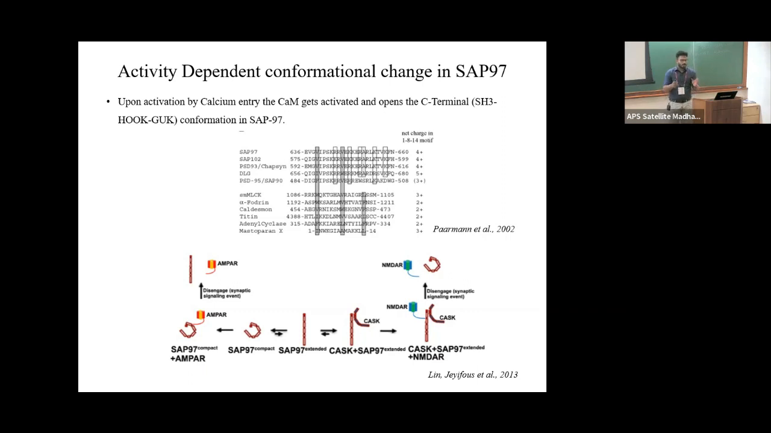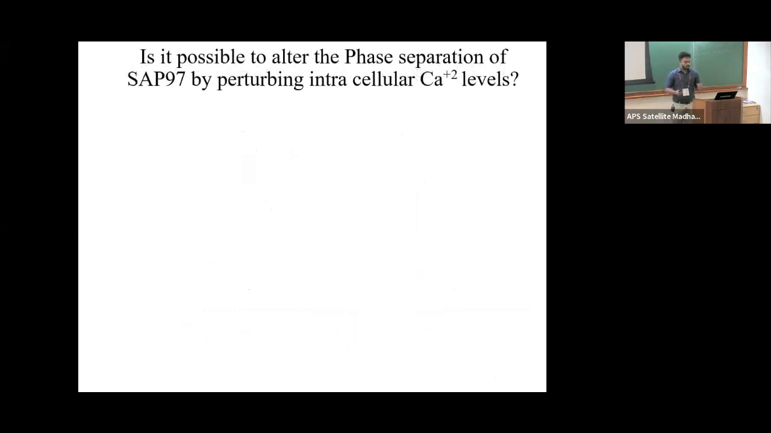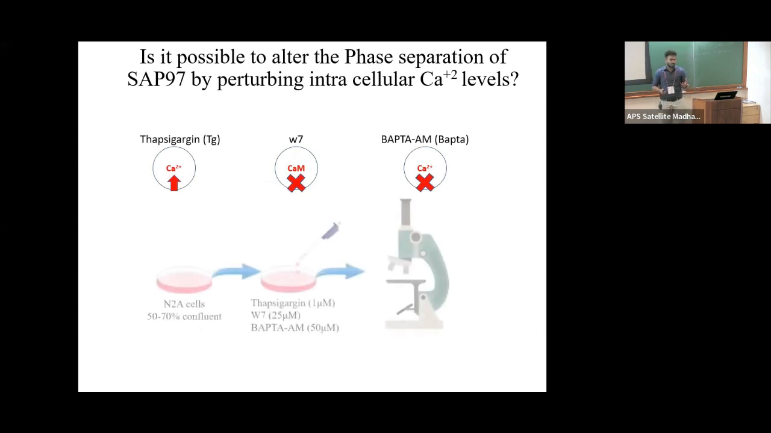These different conformations can interact with different interaction partners, per se in neurons, the glutamate type receptors, which are AMPA type and NMDA type. So this shows that there is an isoform-specific interaction difference in SAP97, and we tried to look at the effect on phase separation when there is a calcium level perturbation. So we tried pharmacological treatments: thapsigargin to increase the intracellular calcium level, W7, which is an antagonistic inhibitor of calmodulin, and BAPTA-AM to chelate the intracellular calcium.